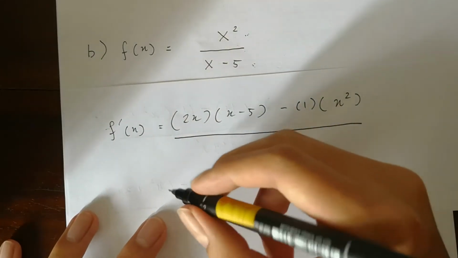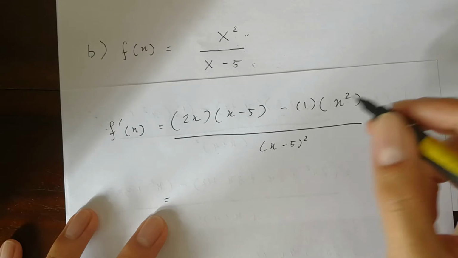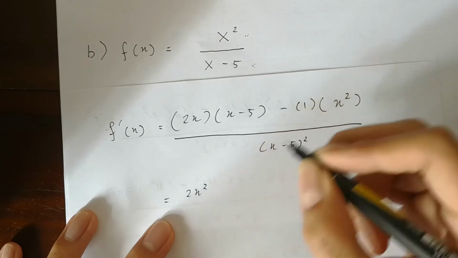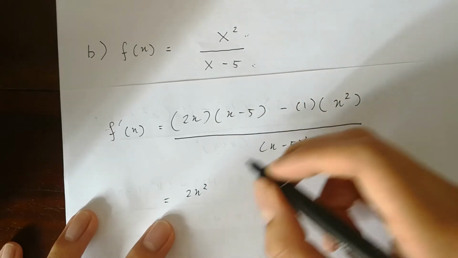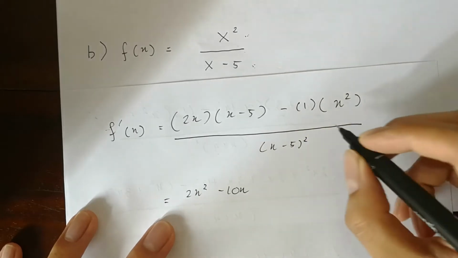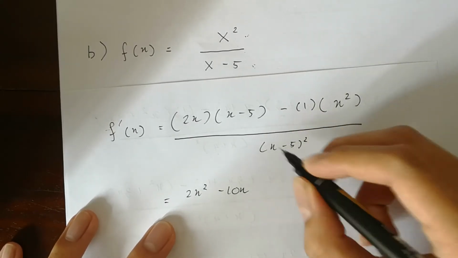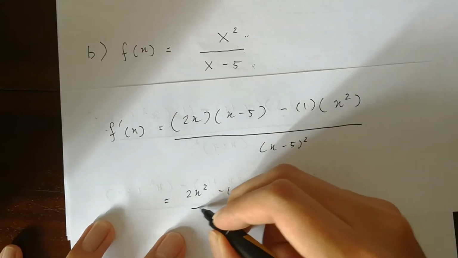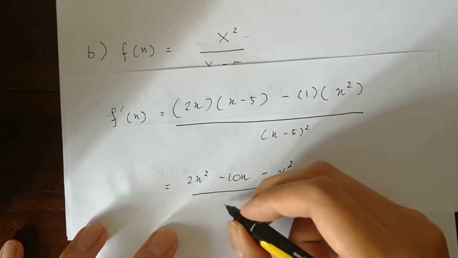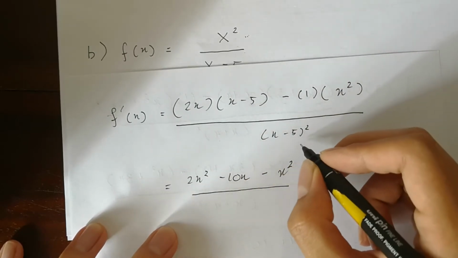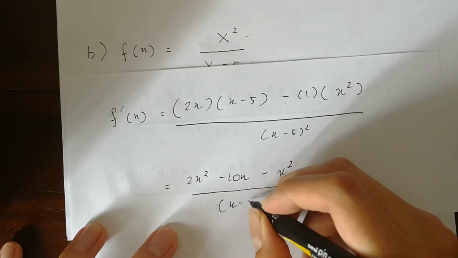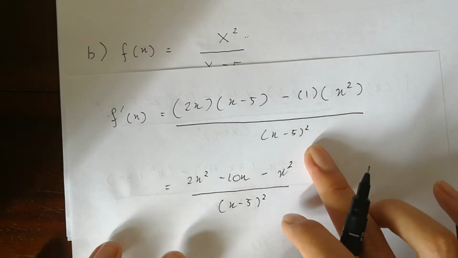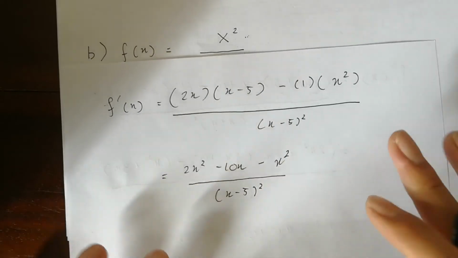Moving on, now we just simplify it. Distribute 2x with x, you get 2x squared. Distribute 2x with negative 5, you get minus 10x. Now minus, and then you multiply 1 with x squared, you get x squared. And you copy down the denominator, because as I said before, it is better and easier to copy down the denominator, as you may or may not need to simplify the whole expression again.